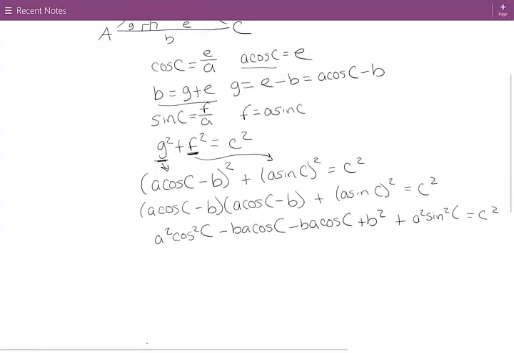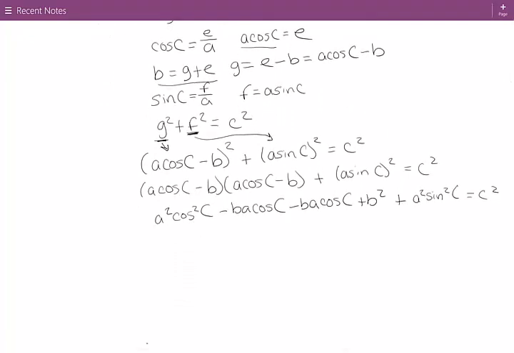Alright, I'm going to move my triangle away so you can see what's coming up at the very last. Looking through this equation, I've got some like terms, for instance these two. Minus BA cosine of C and minus BA cosine of C would make minus 2ab cosine of C. So I'll write that in: A squared cosine squared of C minus 2ab cosine of C plus B squared plus A squared sine squared of C is equal to c squared. And we'll put this in alphabetical order as well.